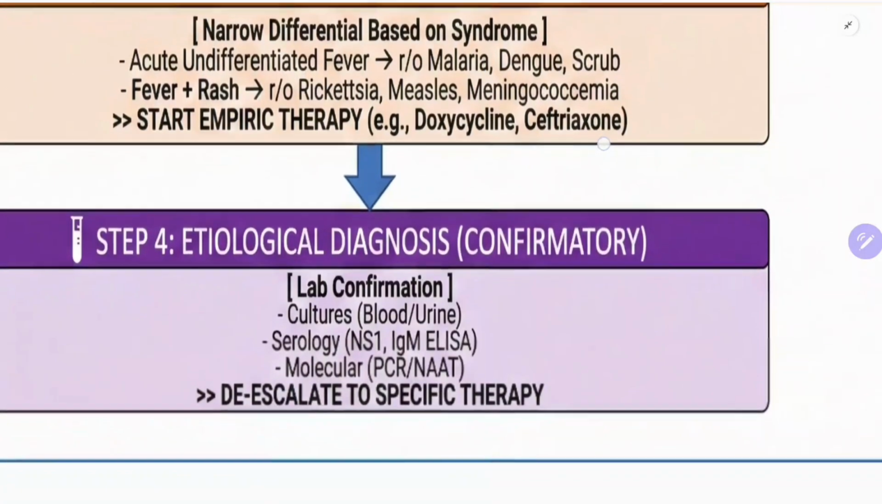Before giving this empiric therapy, you will send cultures like blood and urine culture, serology, NS1 for dengue, IgM ELISA for typhoid and dengue as well, and for scrub typhus, molecular tests like PCR and NAT. Then after confirmation by the lab, you will de-escalate to a specific therapy. So this is nothing but the syndromic management of diseases.